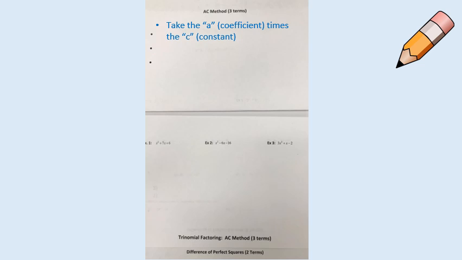The first step is to take A coefficient times C the constant. Let's look at an example. When we talk about standard form, that means that the exponents are in descending order and the constant is on the end. Your A coefficient is going to be the number in front of the variable with the highest exponent. The C is typically on the right in standard form because it is your constant, meaning it does not have an x value with it. So we're going to take the A and the C value and multiply them by each other.